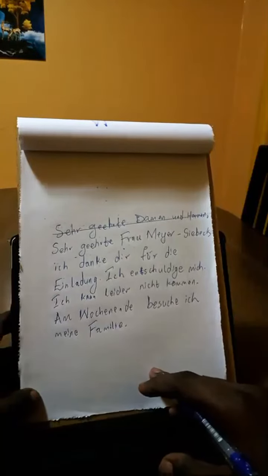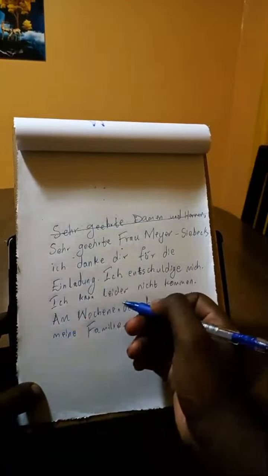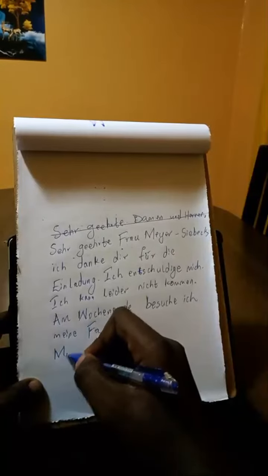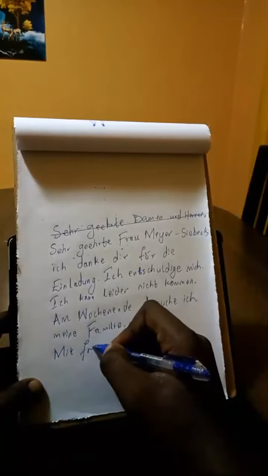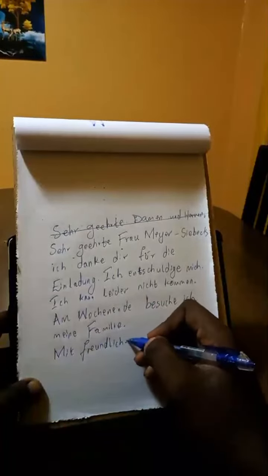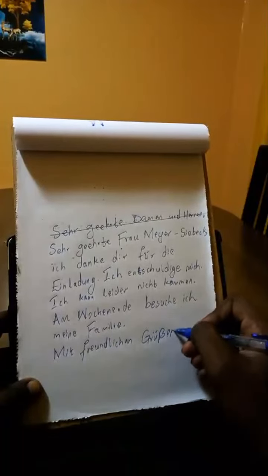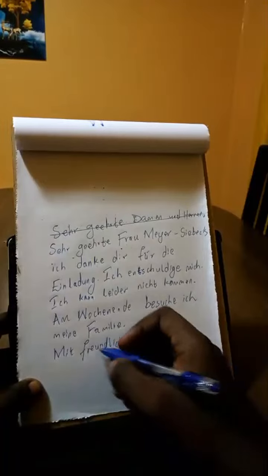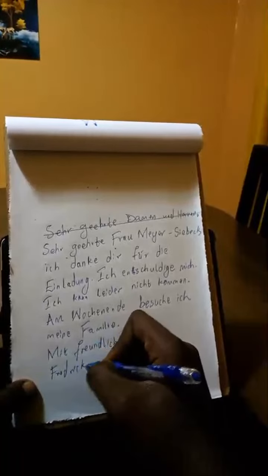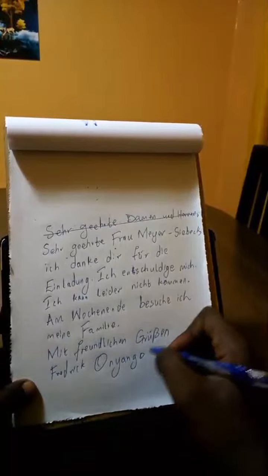And then you go ahead and conclude. How do you conclude? For an official letter, you have to say, mit freundlichen Grüßen. After that, there is no full stop, there is no comma, just plain mit freundlichen Grüßen, and then your two names down there. For example, you could say Frederick Anyango. After a name again, also no full stop.